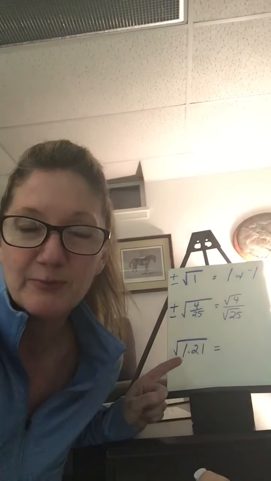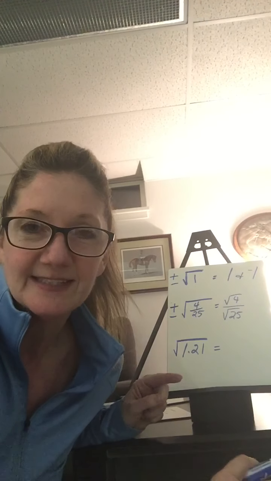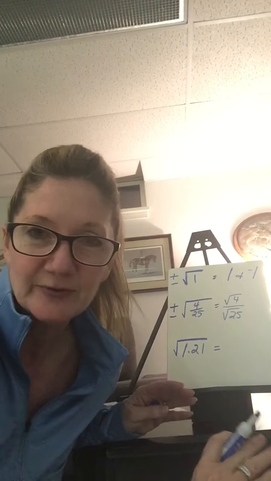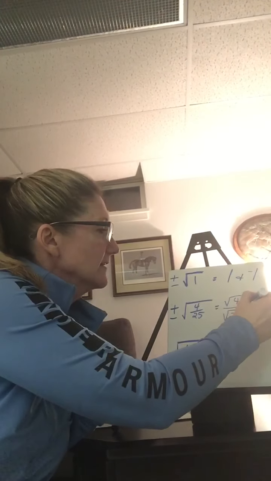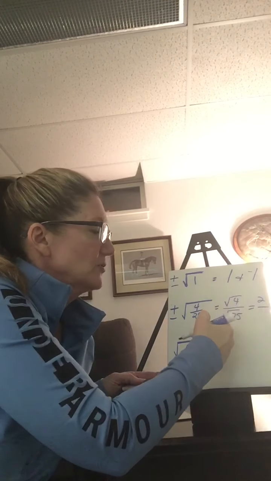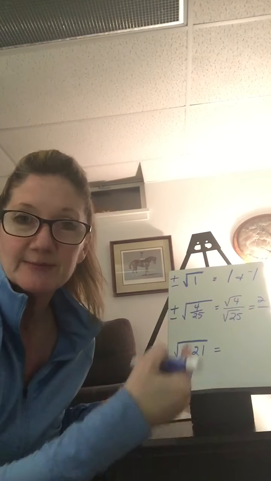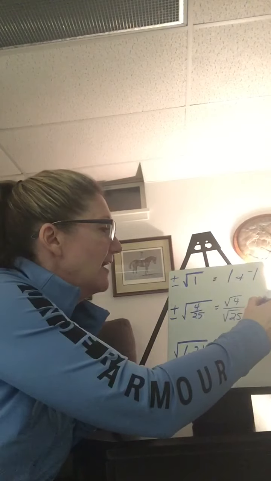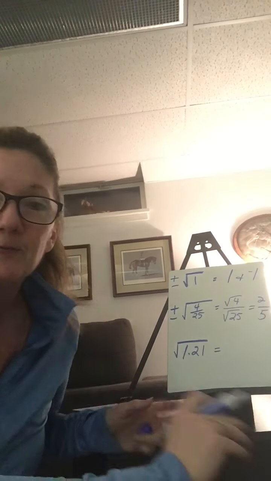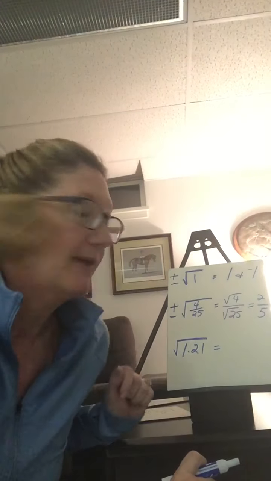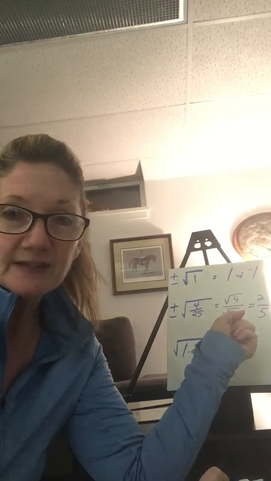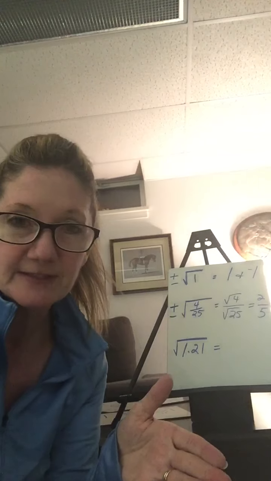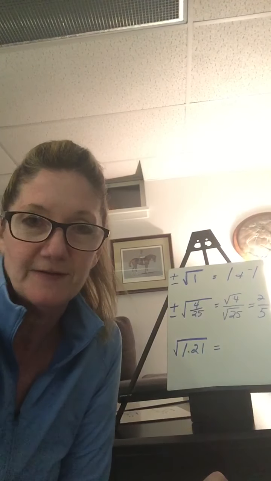Okay, and these are both perfect squares, which means they both have a square root that's not a decimal. Okay, so the square root of 4 is 2, and the square root of 25, or what number times itself is 25, is 5. Now, if it asks you, though, to give the positive and negative square roots, your answer actually would be positive 2/5 and negative 2/5, because negative 2/5 times negative 2/5 also is 4/25.